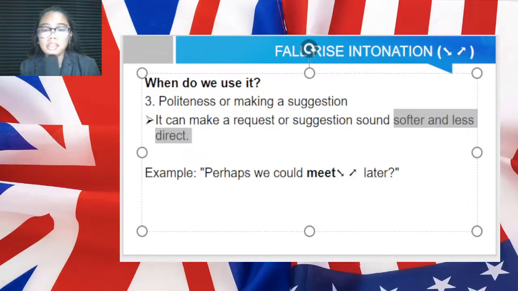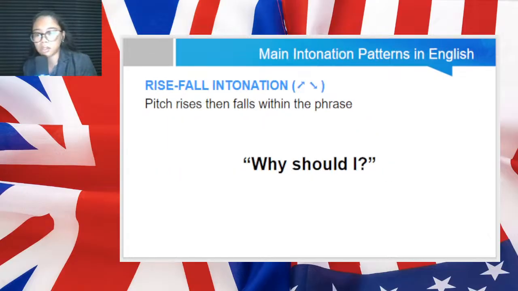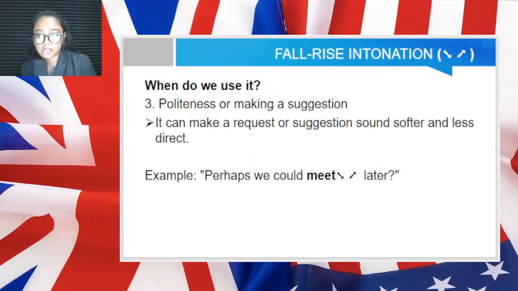So you can think of it this way, everyone. A falling tone on a suggestion, "Let's go home now," sounds like a decision, which is a bit firm. A rising tone on a question, "Are we going home?" is a clear question which seeks information. But a fall rise tone on a suggestion, "Perhaps we could go home now," is softer, more like, "What do you think? Is this a good idea?"